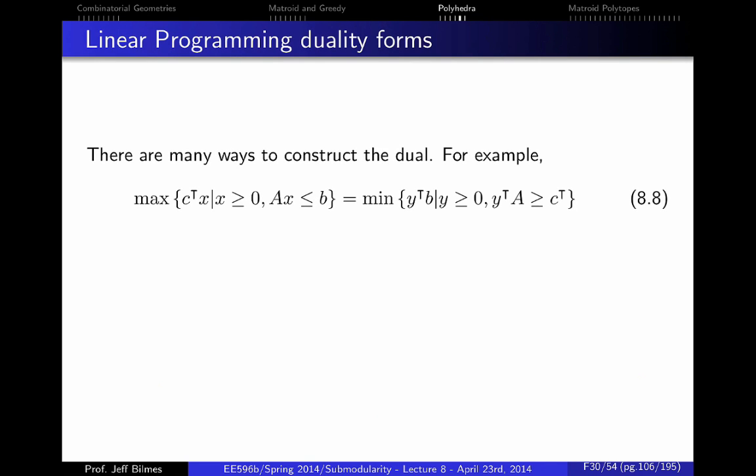Now, there's many ways of constructing the dual, right? And we're going to construct a dual. But I just wanted to say one thing about duality. For example, you can say, when strong duality holds, then this is equal to this. Or you could have a slightly different form of the primal, in which case this is equal to this, and so on and so forth.